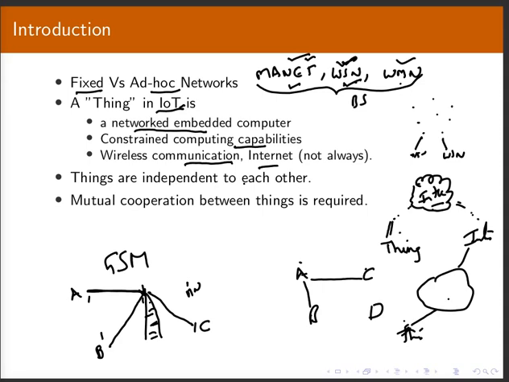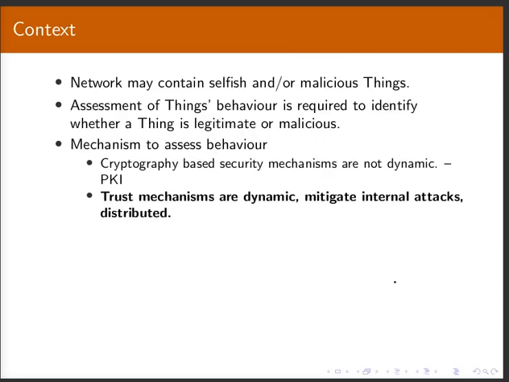Things are independent of each other, because if one thing is dead, there is no dependency on the other things. But if a thing wants to send information to some destination or some cloud, it has to rely on some other things. So mutual cooperation between the nodes is required in the Internet of Things. The context is that a network may contain selfish or malicious nodes. Selfish nodes don't harm the network, but they want to protect their resources, whereas malicious things harm the network. So there is a small difference between selfish and malicious things.